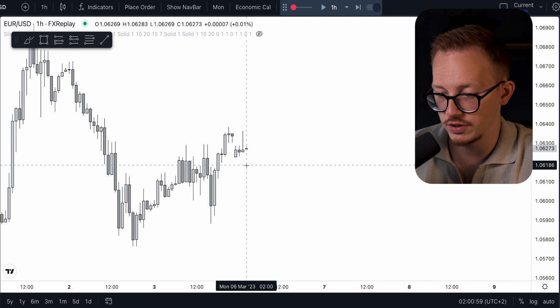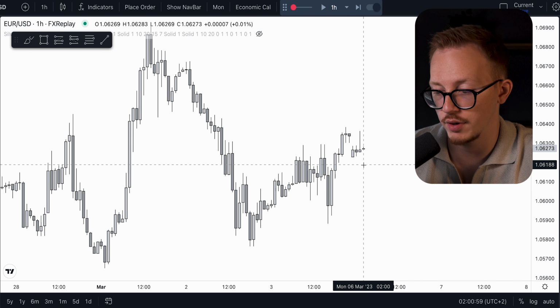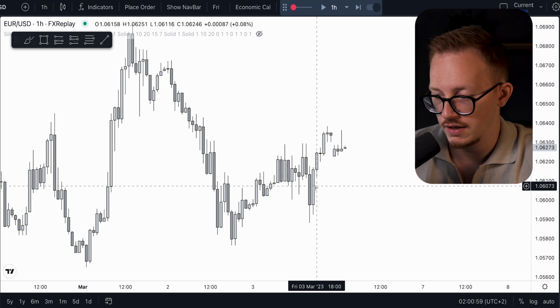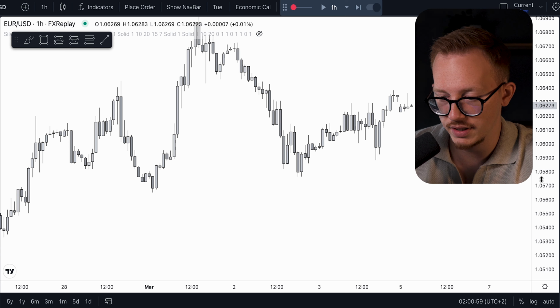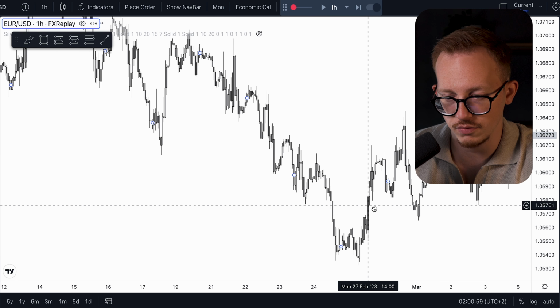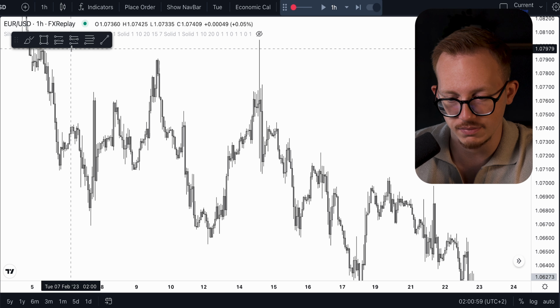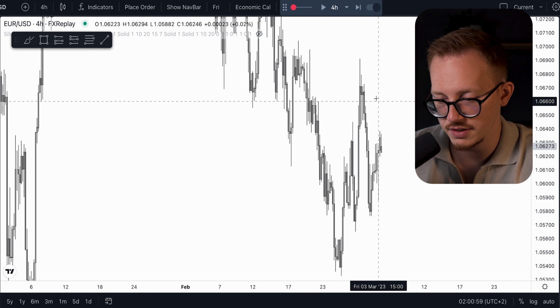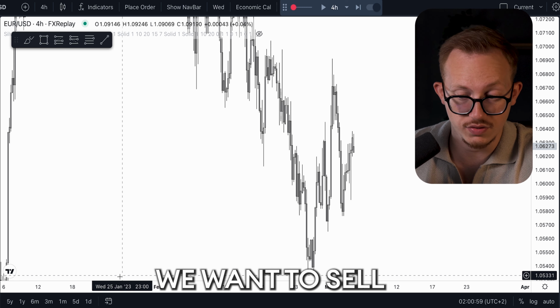Okay, so at the beginning of a new week, as we can see, it is Monday, 6th of March 2023, and we are at 2 AM in the middle of the night. So if we take a quick look at market structure, we can see that overall market structure on the 4 hour has been bearish. Yeah, that's been bearish. So what do we want to do? We want to sell, obviously.